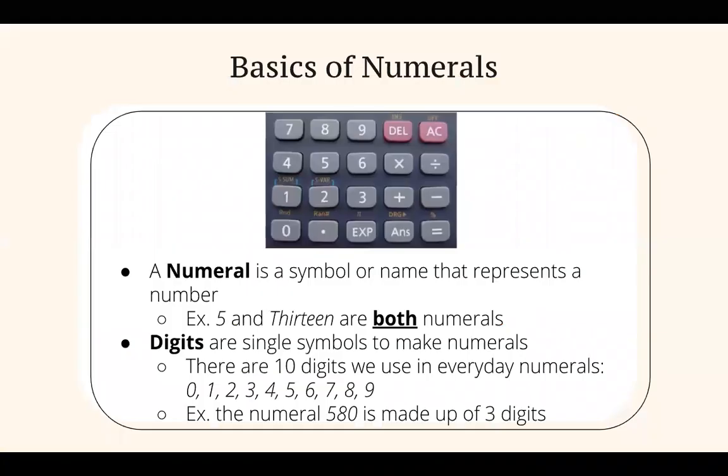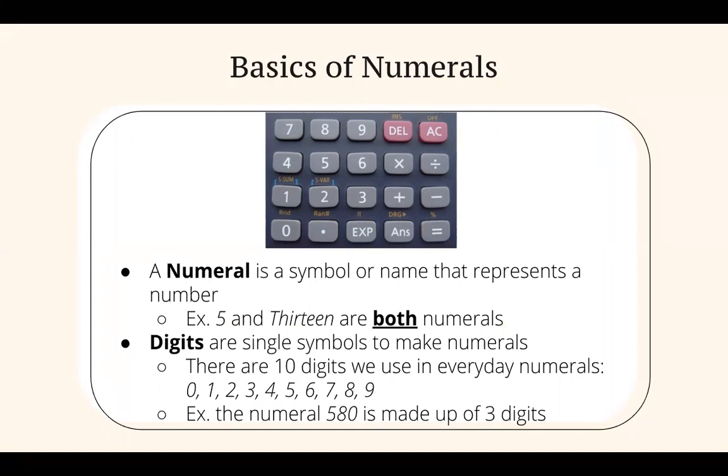So, what is a numeral? A numeral is really just a name or a symbol that represents a number. So, for example, the number five and the number 13 written out are both numerals. So, just think of the name and the actual number. That's what a numeral is. And then a digit is the single symbol that helps make up numerals.